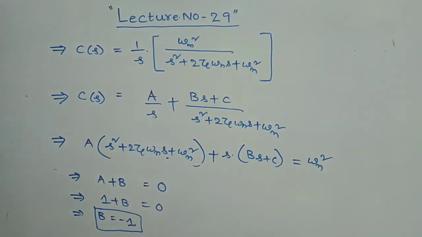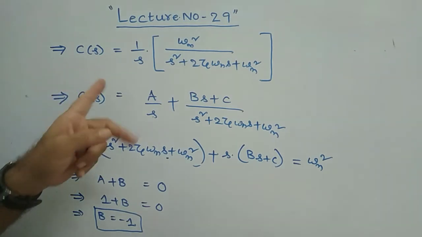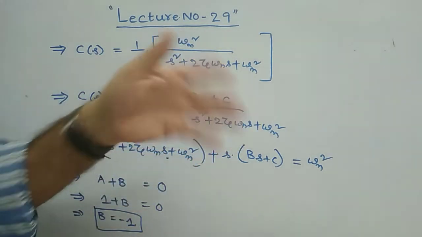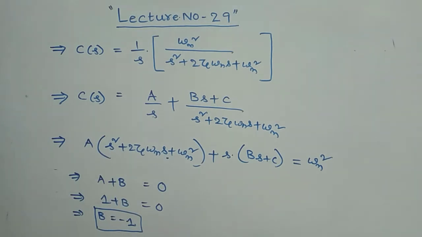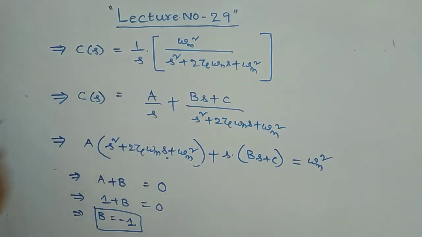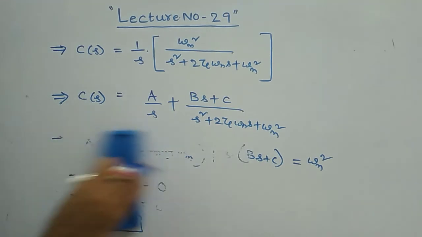So now you have obtained 3 values. A value you have already obtained as 1, that is A is equal to 1. B value is minus 1. C is equal to minus 2 zeta omega n. You substitute all these terms, and afterwards you take the inverse Laplace transformation of C of S in order to find out the C of t. I will just substitute these parameters.